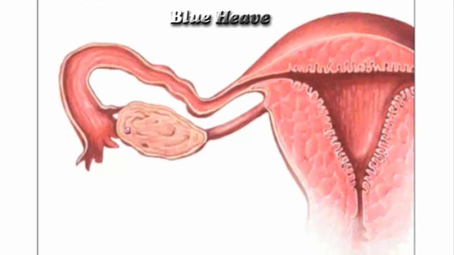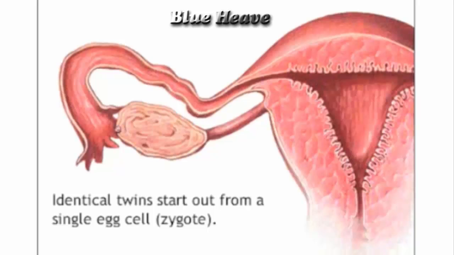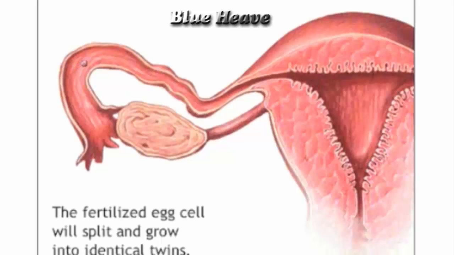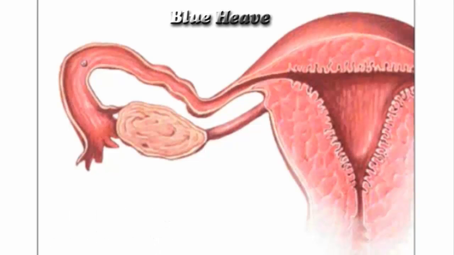Now, let's watch the development of identical twins. Identical twins start out from a single fertilized egg cell, or zygote, which is why they're also called monozygotic twins. Like the single baby we just saw, the egg is fertilized by a single sperm cell. Unlike the single baby, this fertilized egg cell will split into two separate embryos and grow into identical twins.